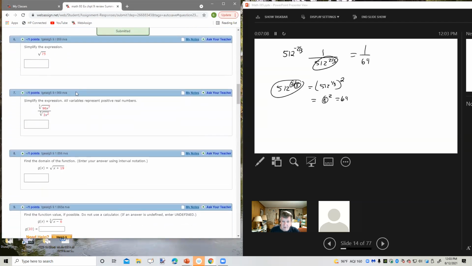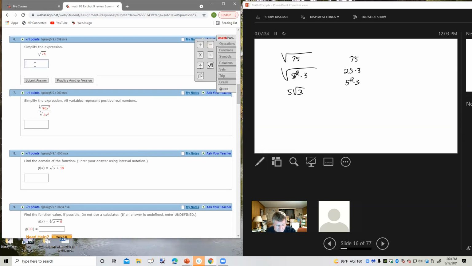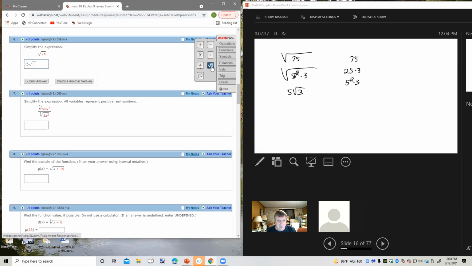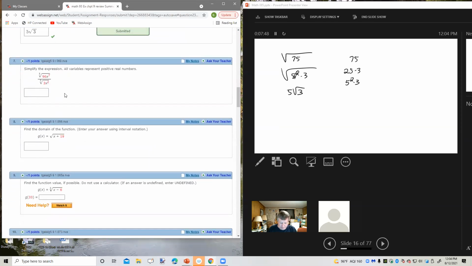All right, this says, simplify the expression. Since we're dealing with a square root, we want to break this down into factors that are squares and leftovers. The square root of 5 squared is 5 on the outside, so I get 5 times the square root of 3. Okay. Let's take a look at the next one.